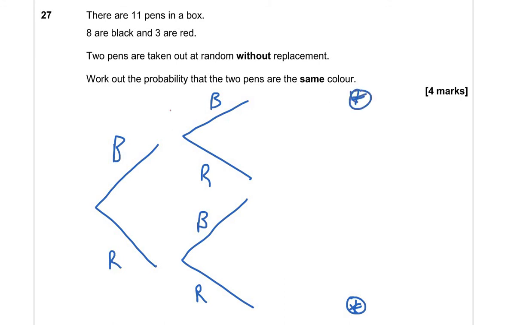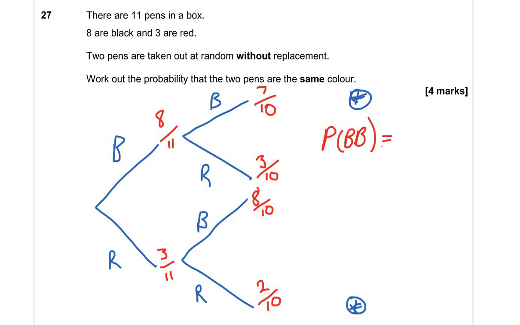So let's add in some probabilities. 8 are black and 3 are red. So this means the probability of black is 8/11 and red is 3/11. When we take a black one, this puts the black down to 7, and there's 10 in total, and there's still 3 red pens. When we take a red pen, this takes the total down to 10, but there's still 8 blacks, which leaves us with 2 reds. Okay, good.